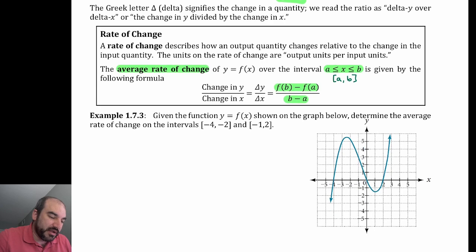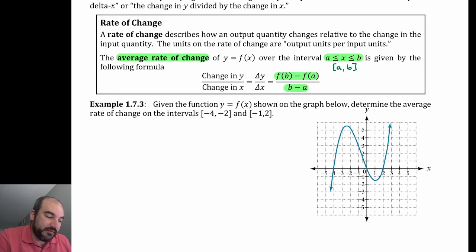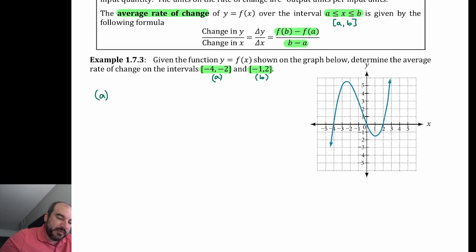So let's see if we can do this given a graph. Given the function y equals f of x shown on the graph below, determine the average rate of change on the intervals -4 to -2 and -1 to 2. So we'll call that part A and part B. I'll do part A, you guys can do part B.